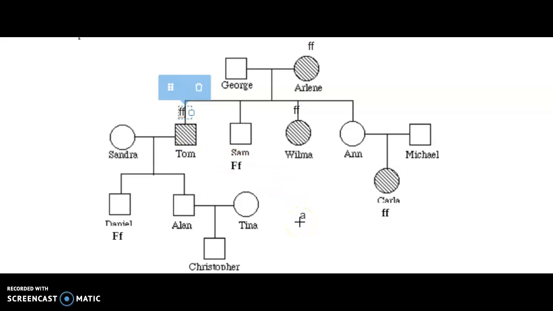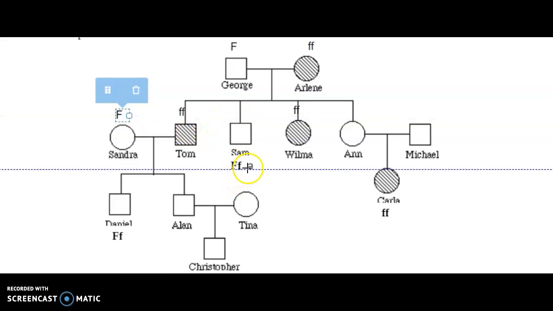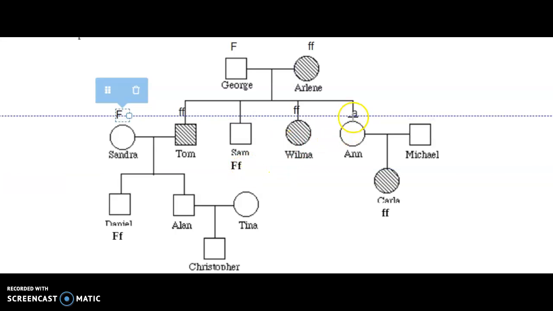And then all these who do not have the trait, we know would have to have at least one big F. And we'll have to figure the other ones out from there. Sandra has at least one big F because she is showing the dominant trait. Sam is showing the dominant trait, and it tells us already that Sam is big F, little f.